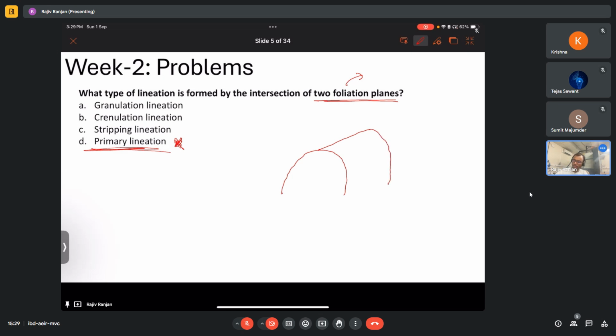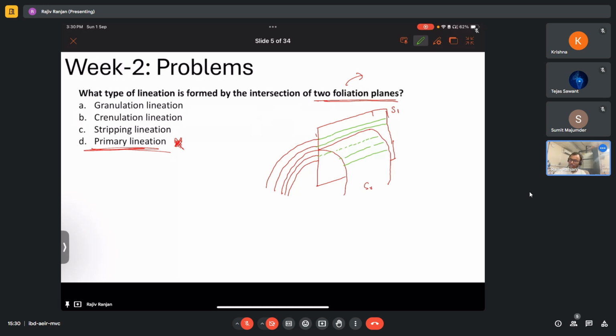Suppose this is the cleavage plane, the cleavage plane of this S0. So this is S0, this is S1. So S0 got folded and then led to the formation of S1. So what will happen? There will be a number of bends, like this, like this, like this, and like this. The moment it intersects with this S1, there will be something like this, right?